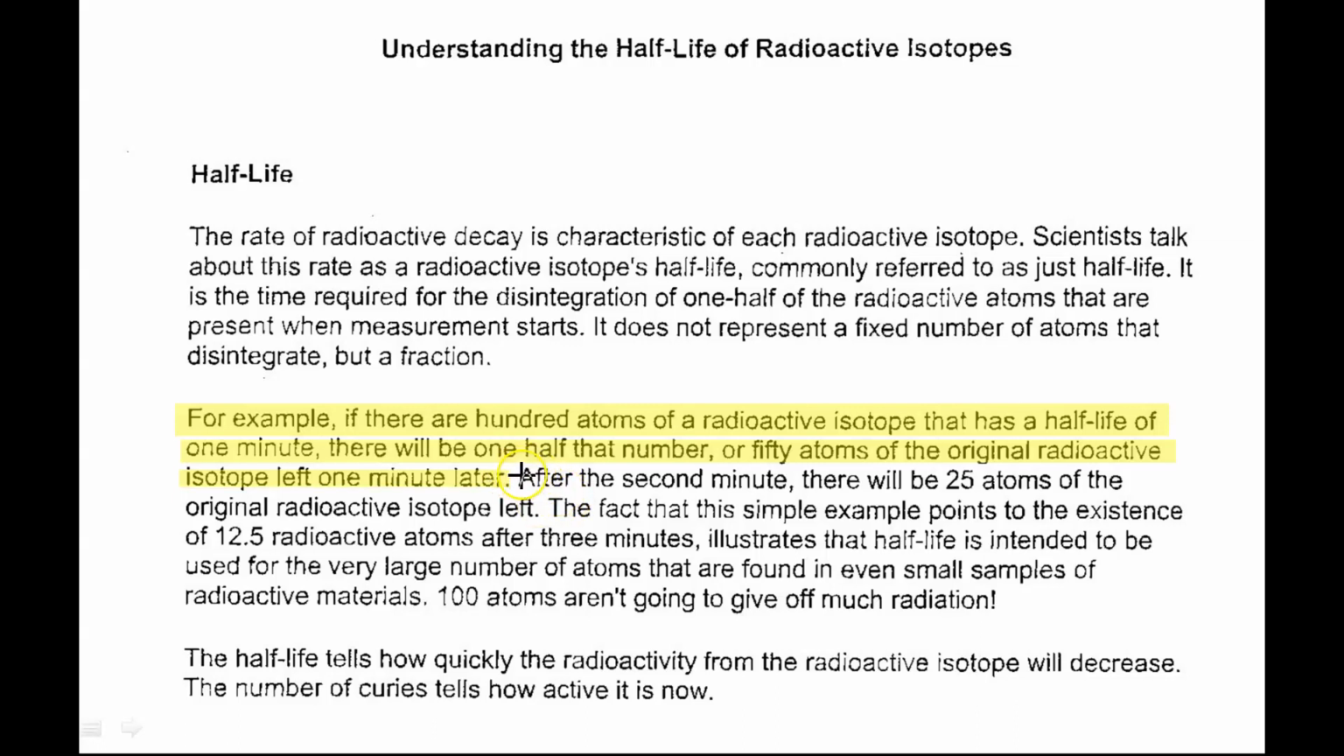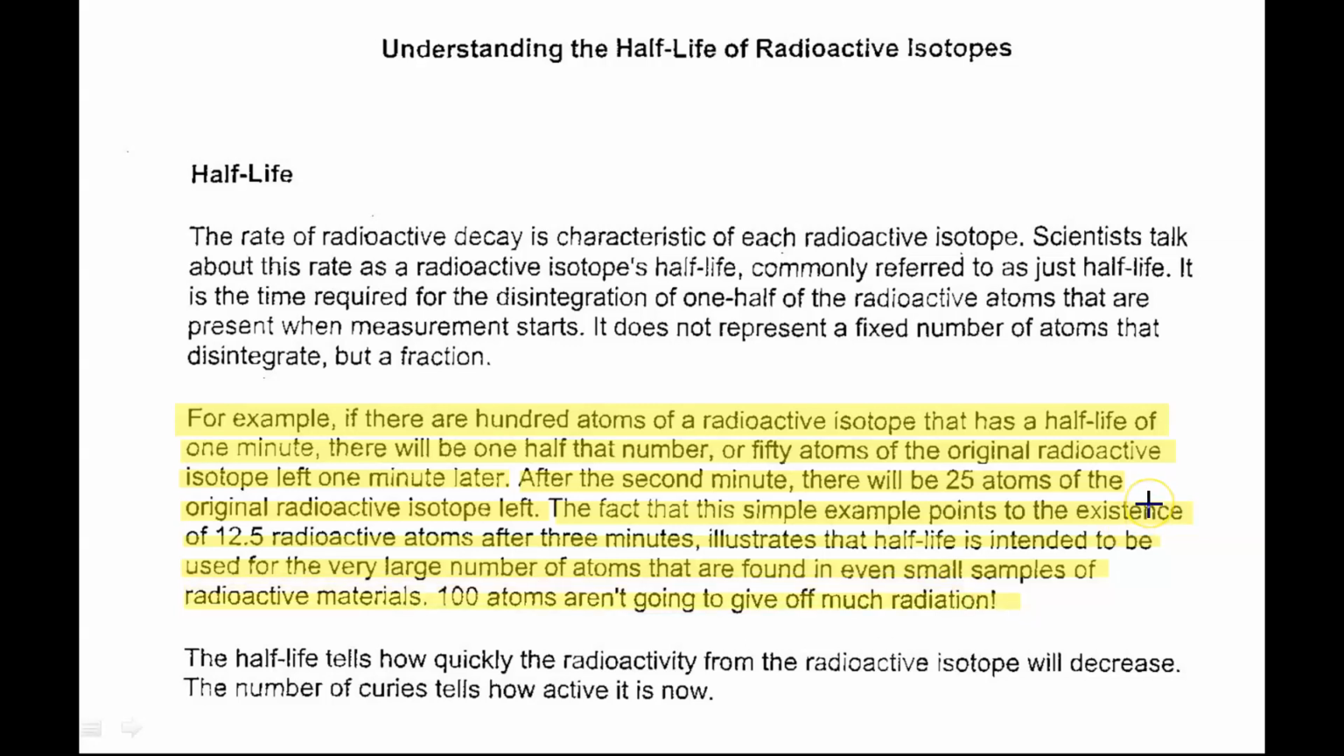So how many atoms will I have after 2 minutes? After the second minute, I will have 25 atoms of the original radioactive isotope left, right? The fact that this simple example points to the existence of 12.5 radioactive atoms after 3 minutes illustrates that half-life is intended to be used for a very large number of atoms that are found in even small samples of radioactive material, because 100 atoms, this is not really a lot, right?